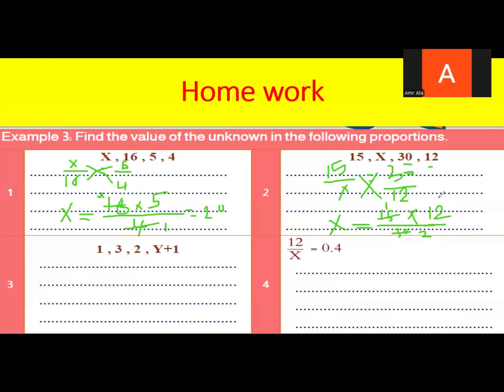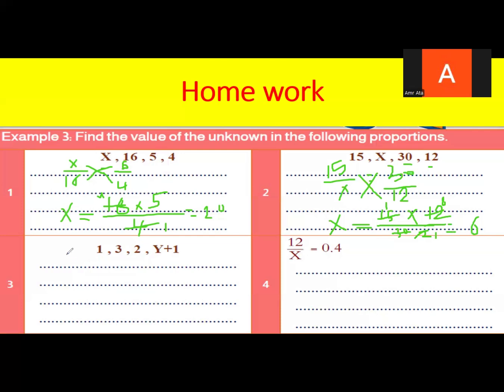And 12 divided by 2, so I can divide it by 2 down. 1 divided by 2, and 12 divided by 2 equals 6. So it equals 1 times 6 equals 6. So the value of x is 6.